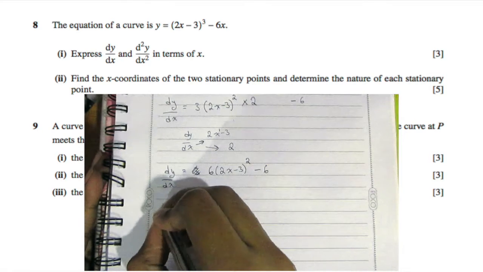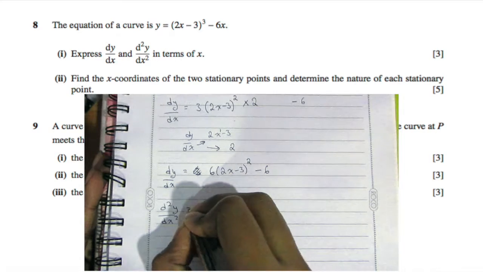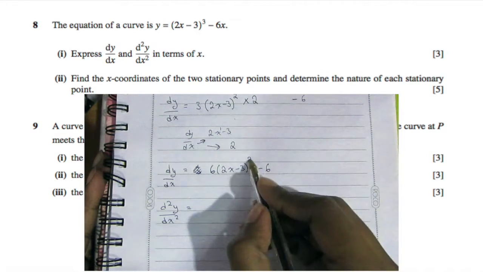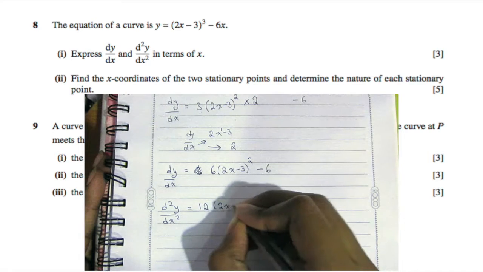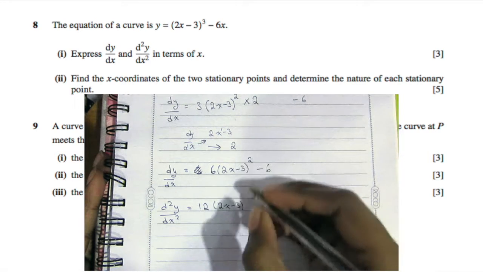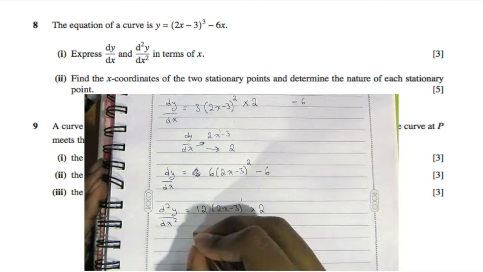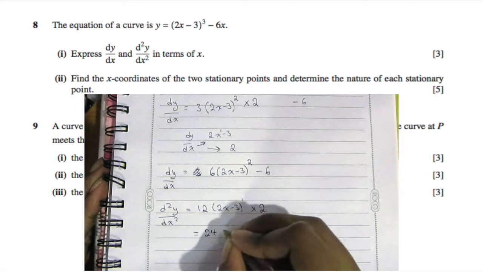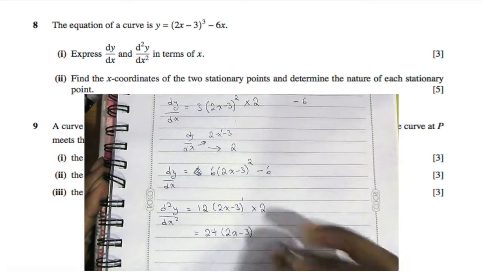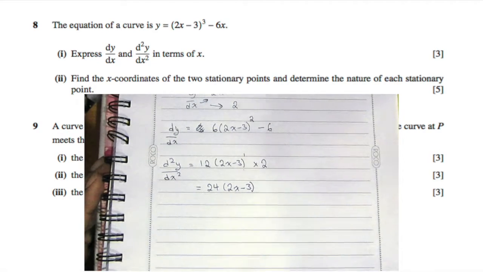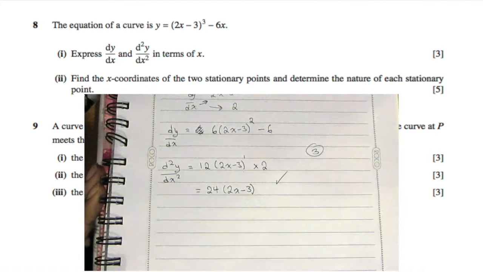Then d squared y over dx squared. You're going to do the exact same thing to the dy/dx. So 6 times 2, that's 12, then 2x minus 3, 2 minus 1 is 1, so it's going to be to the power of 1. You don't really have to write the 1, but I'm just writing it for you guys. Then times 2 again because of what's inside the bracket, and then negative 6 is just gone because it's a constant on its own. So that is 24 times (2x minus 3). And that is it for the first part, and that's 3 marks.